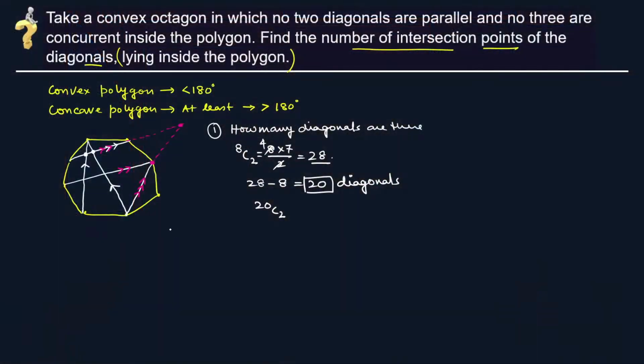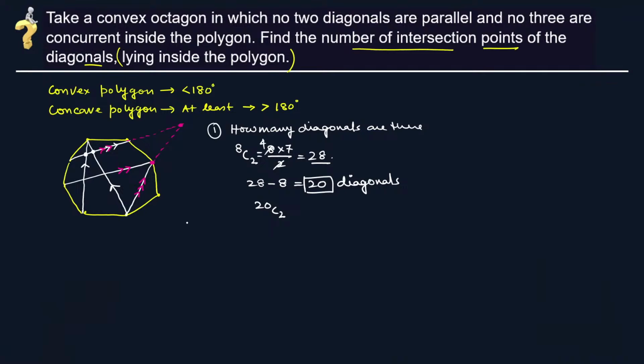But the point is, we want those points of intersection which are lying inside the octagon. Because among all these 20C2 points of intersection, some points will be inside the octagon, some points will be on the octagon and some points will be outside the octagon. But we don't want those points of intersection. We want only those points which are strictly lying inside the octagon. So in that case, what to do? Think about it.